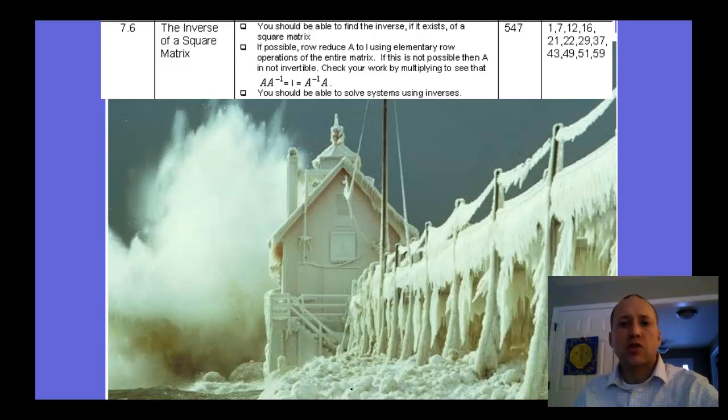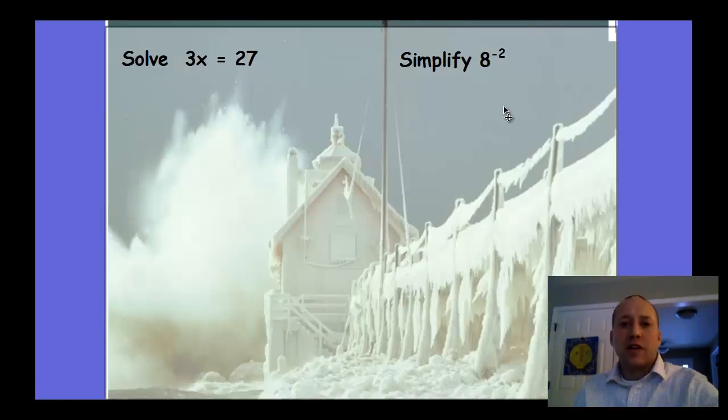Precalc chapter 7 section 6, we're dealing with inverses of matrices and how to solve using inverses. So we should have some knowledge of inverses. We've used them prior in math. For this equation here, we can divide both sides by 3. Why do you divide by 3? This is the inverse of multiplying, the opposite operation, the inverse operation.